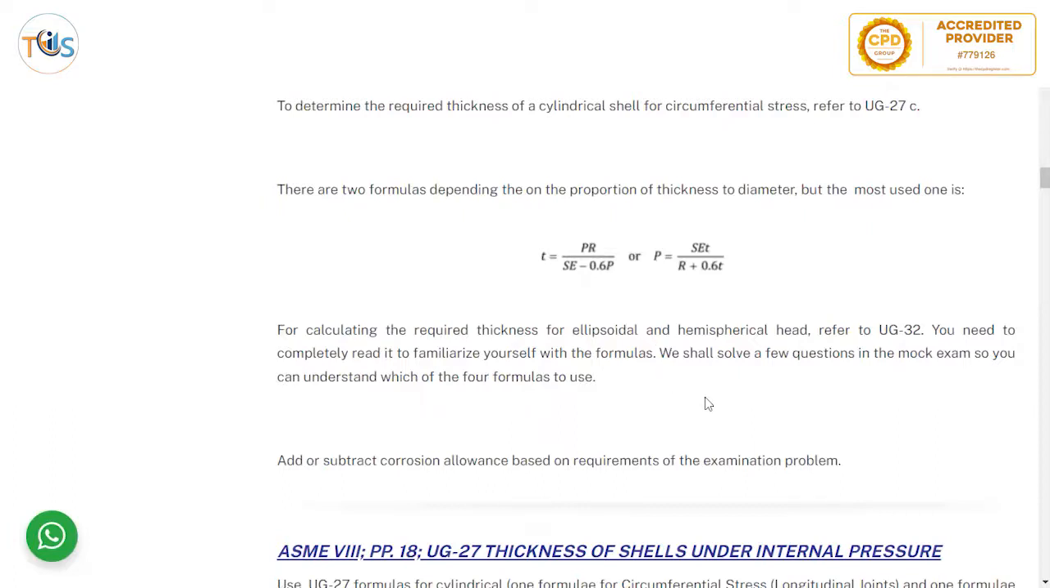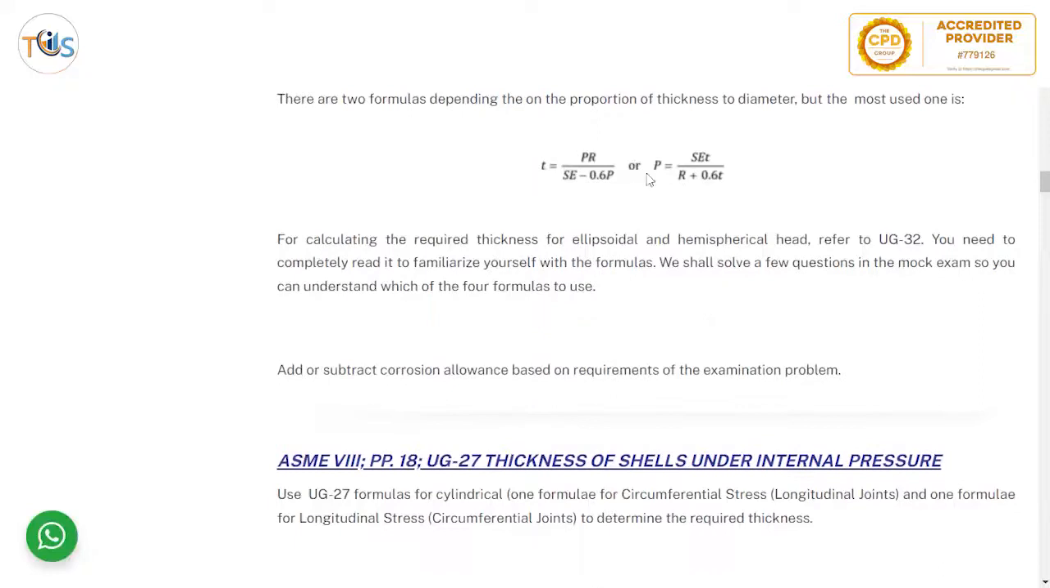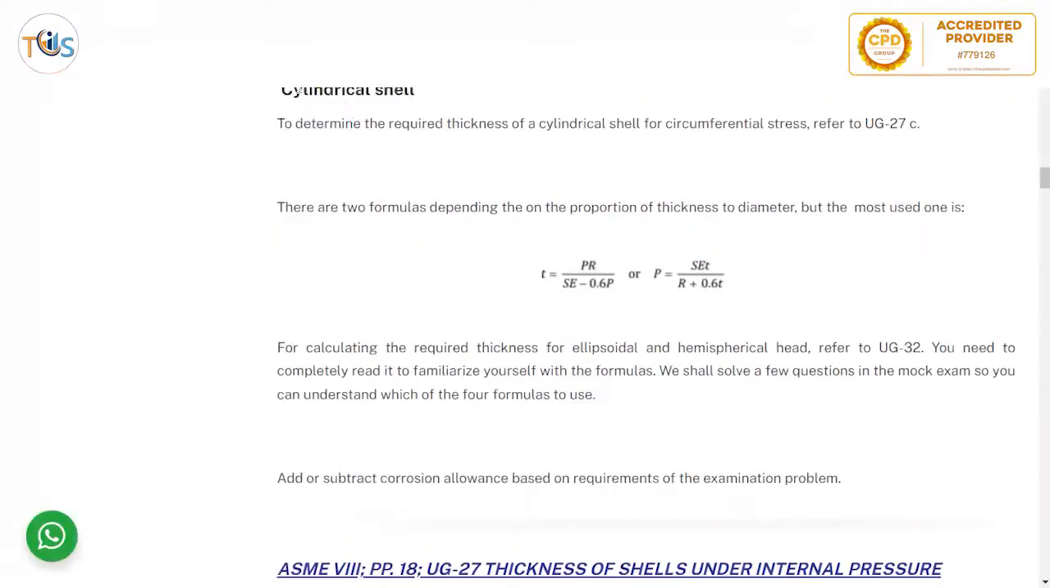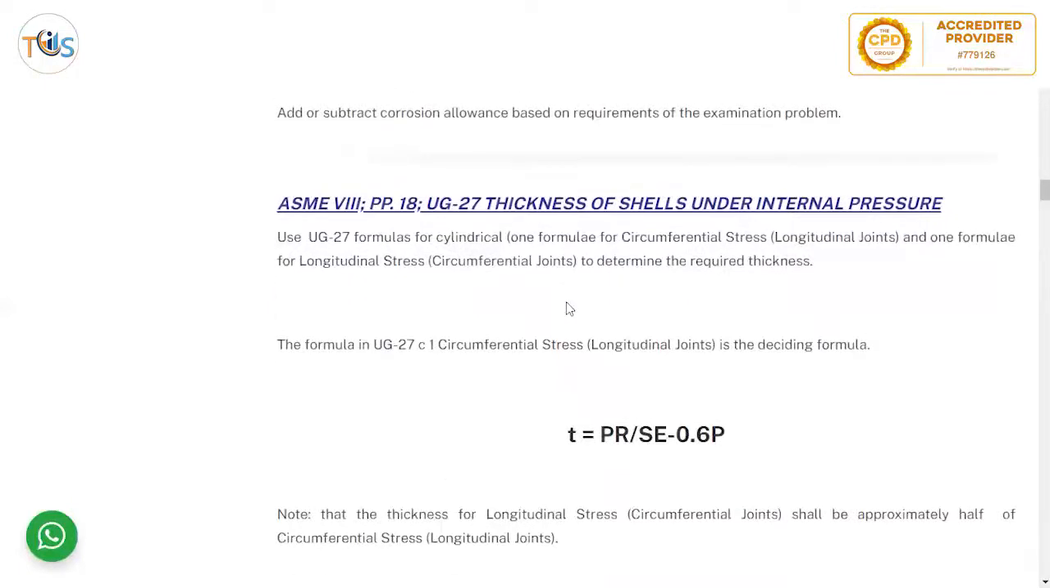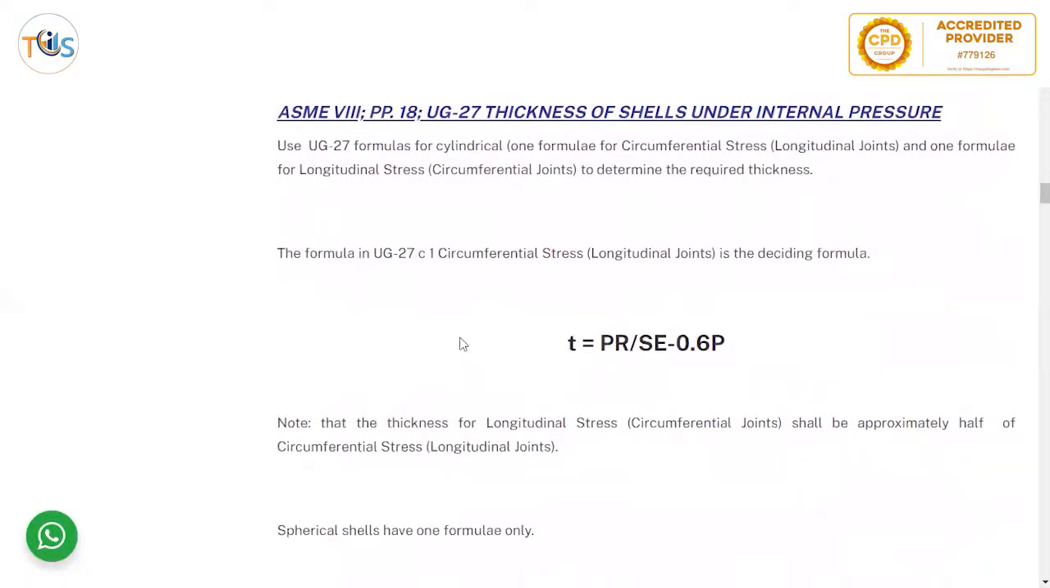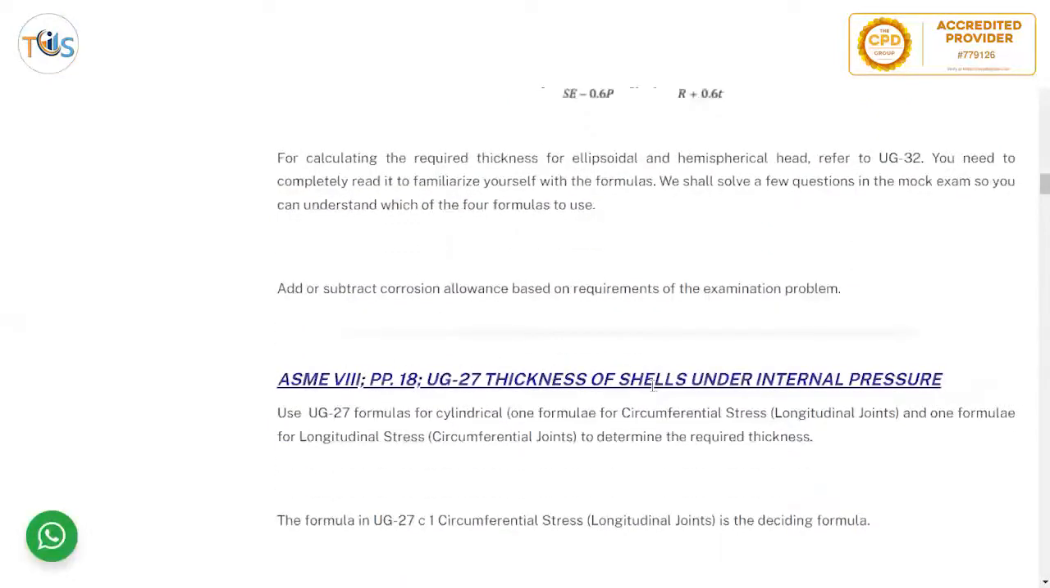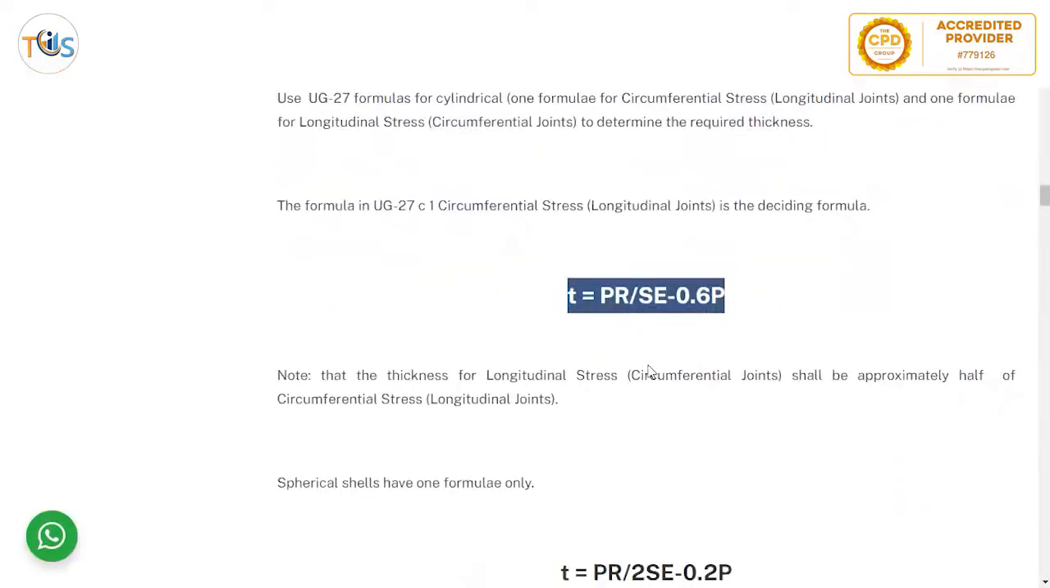So again, the same way. Be careful if they are saying ellipsoidal shell or cylindrical shell. This is slightly different. Thickness of shell under internal pressure, again UG-27. This is the deciding formula, because this is for longitudinal joints, and the longitudinal joint calculation decides what the thickness should be.